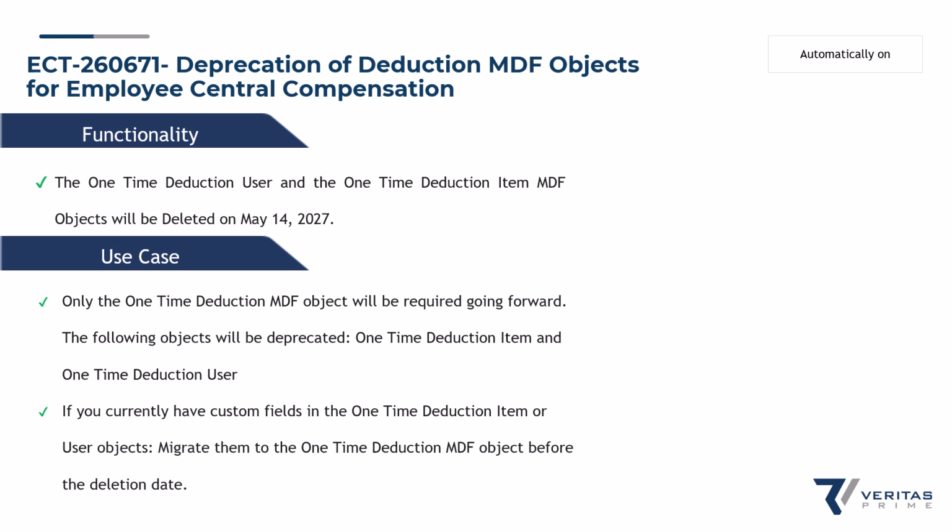Deprecation of deduction MDF objects for Employee Central compensation. The one-time deduction user and the one-time deduction item MDF objects will be deleted on May 14, 2027. Only the one-time deduction MDF object will be required moving forward. The following objects will be deprecated: one-time deduction item and one-time deduction user. If you currently have custom fields in the one-time deduction item or user subject, migrate to the one-time deduction MDF object before the deletion date.